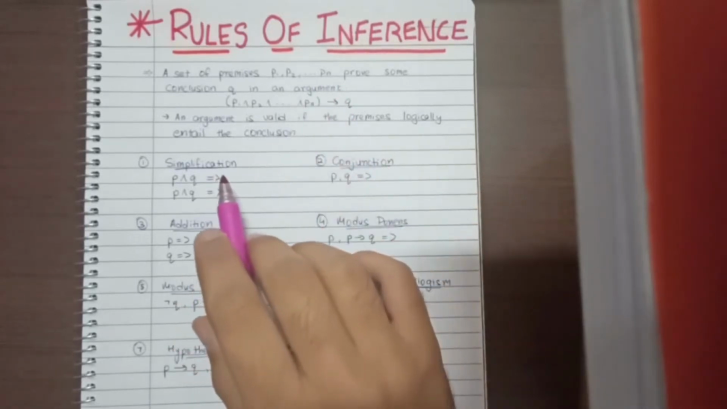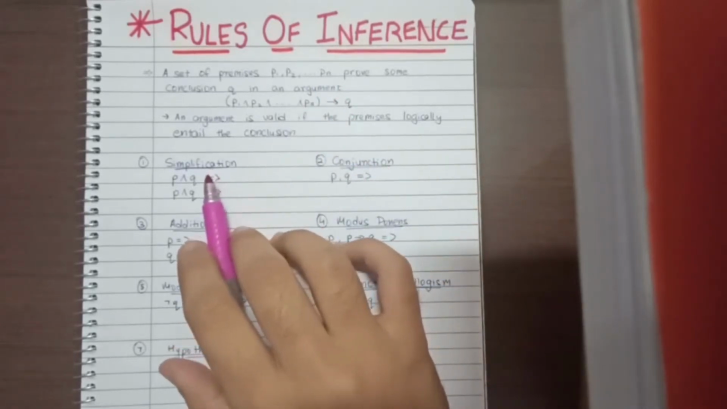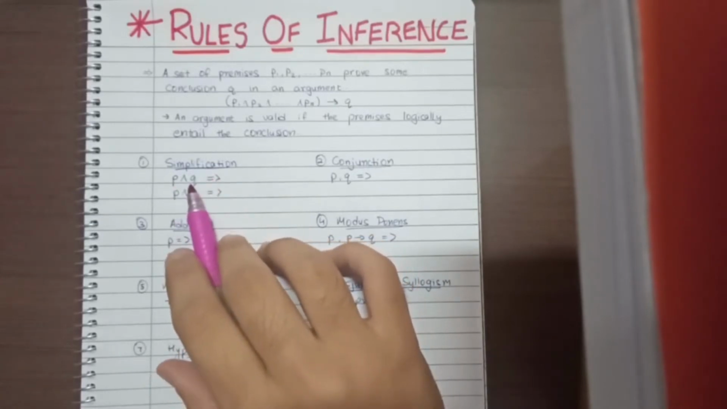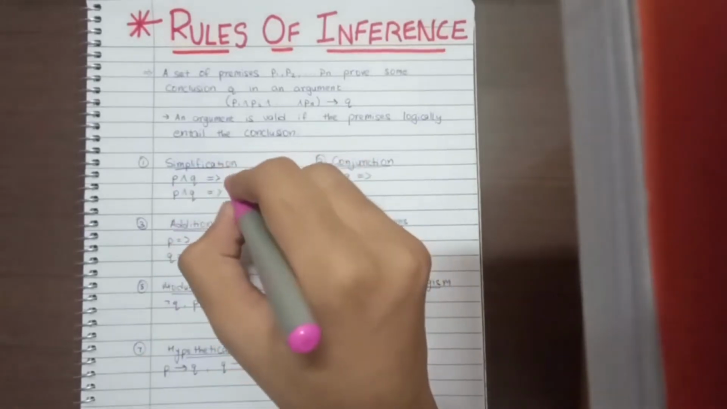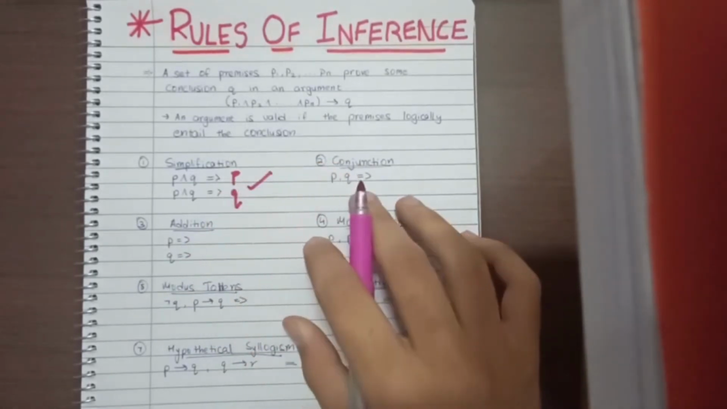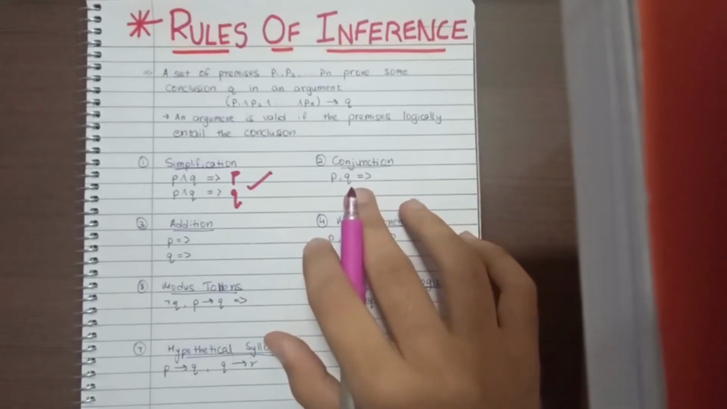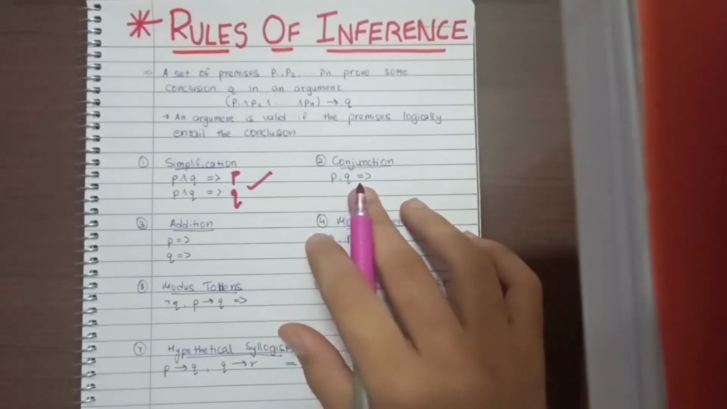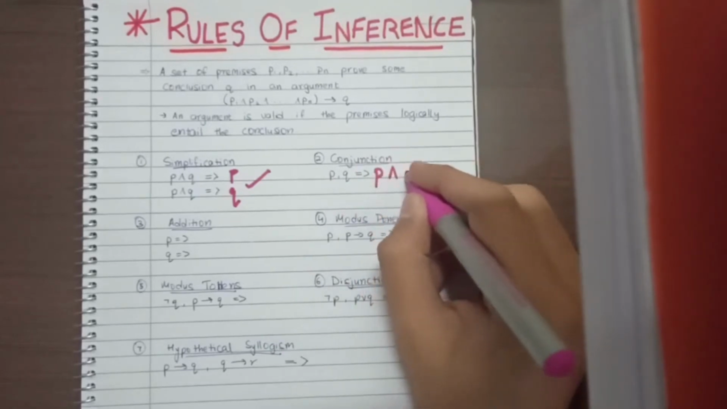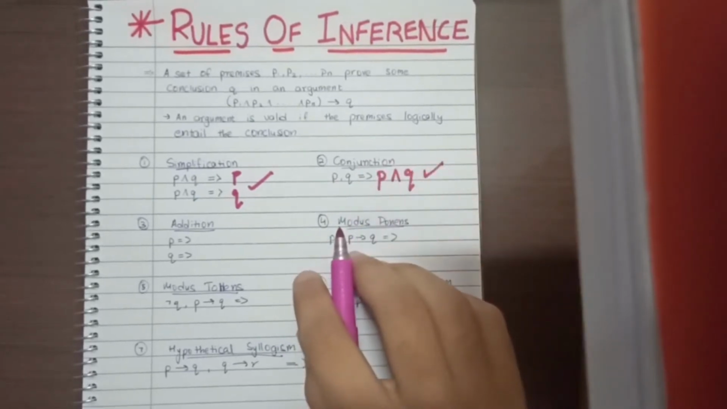Moving on to the rules of inference. The first rule is simplification. Here, if we have P and Q as a premise, then we can say that P and Q are individually also true. Conversely, using the conjunction rule, we can say that if we have P and Q as individual premises, then the conjunction P and Q will also be true.